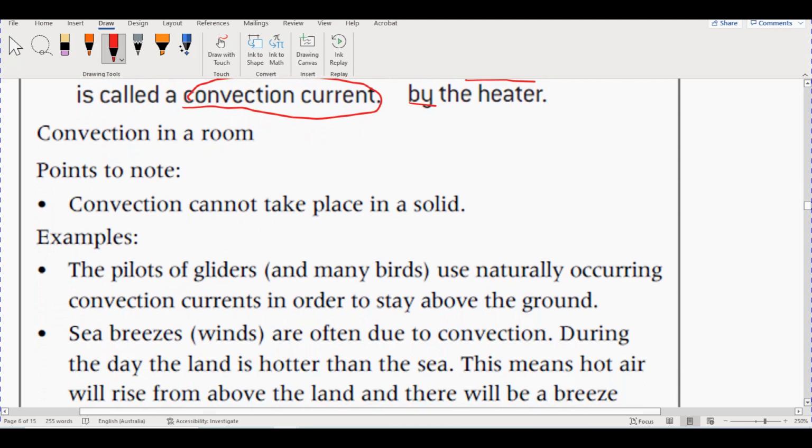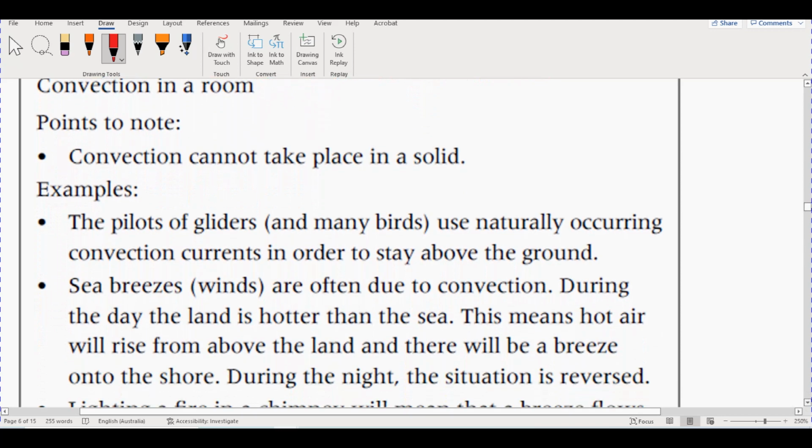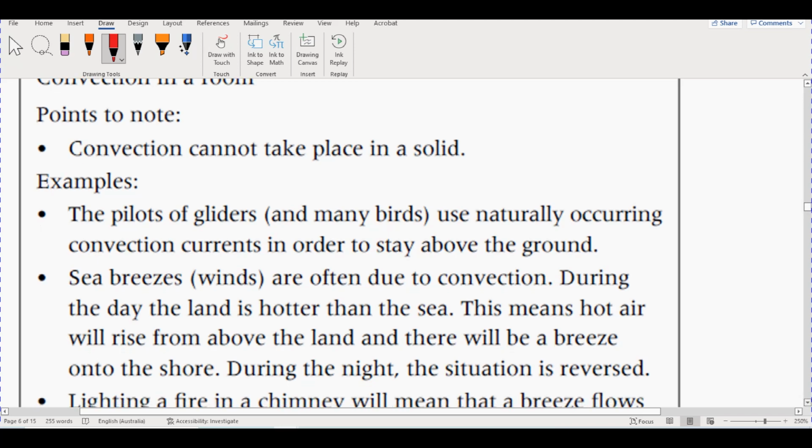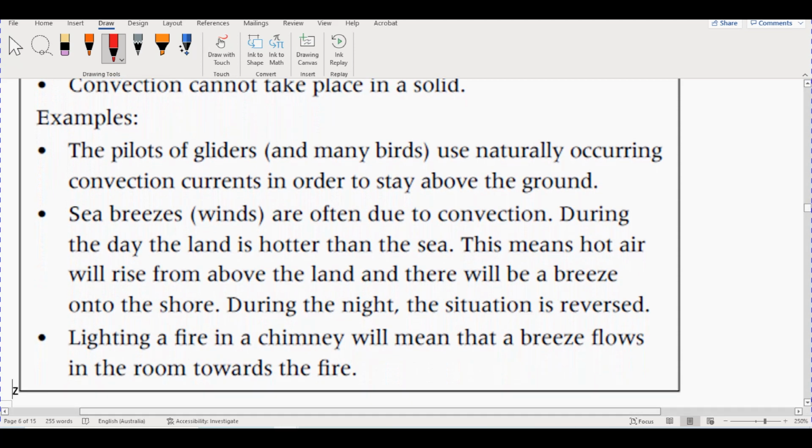Points to note: convection current can only take place in fluid. Conduction can take place in solids, but convection cannot. There are plenty of examples. Pilot gliders use naturally occurring convection currents in order to stay above the ground. Sea breezes are often due to convection.